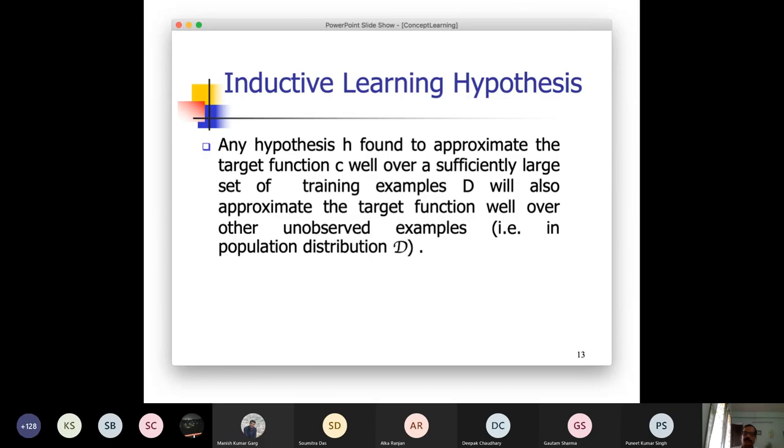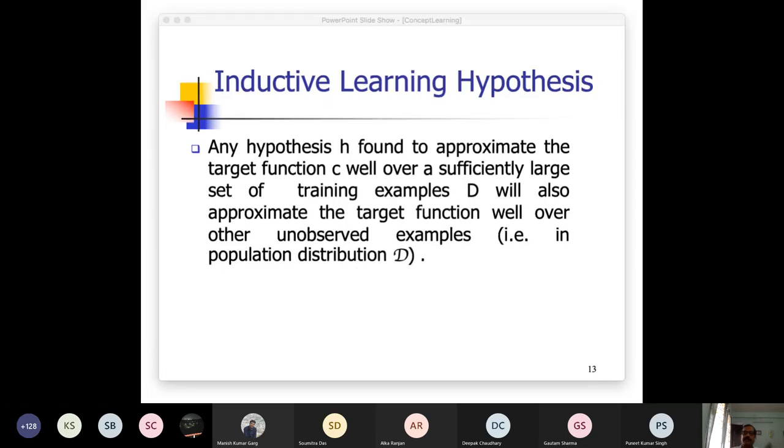So let me stop here for the discussion, and also let me take the attendance first.